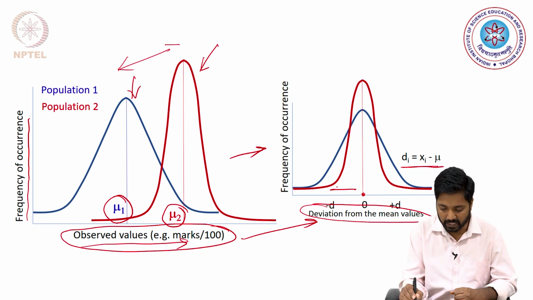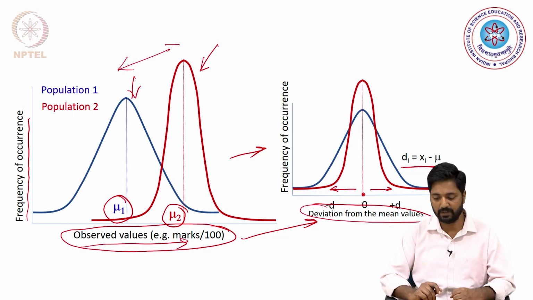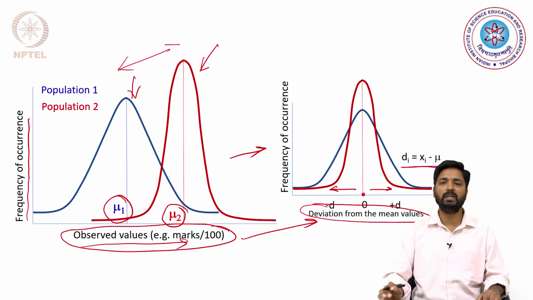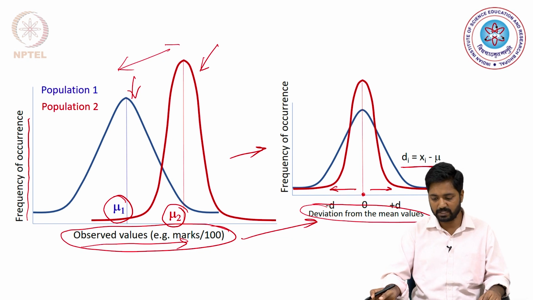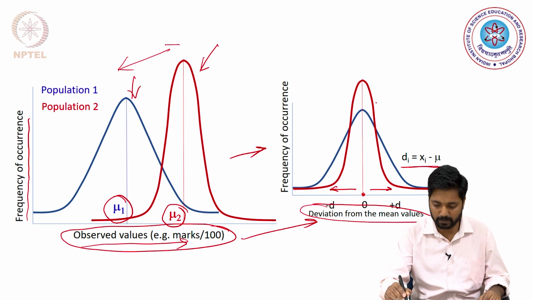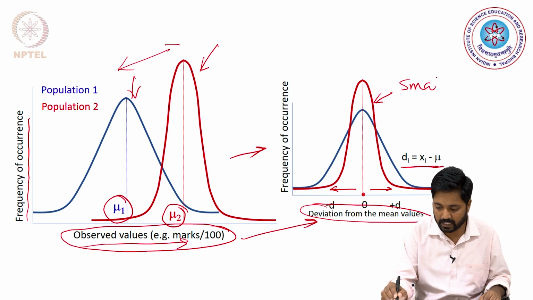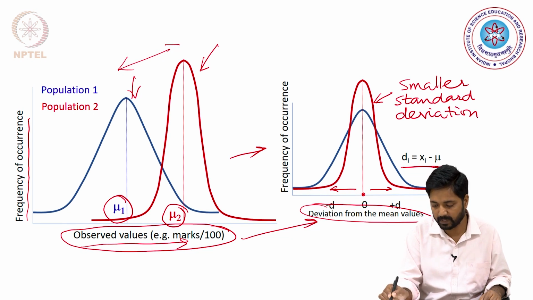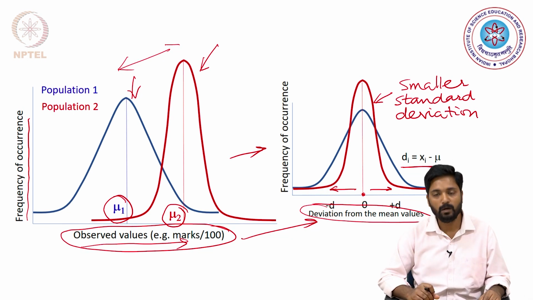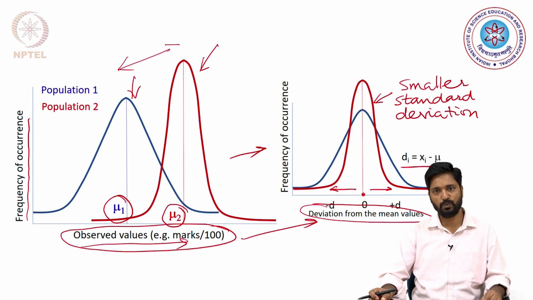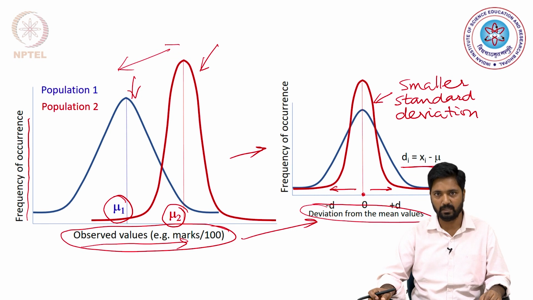Now, the deviation can be negative as well as positive, which is clearly shown in this profile. Even here we have a slight challenge in that the red profile seems to have a smaller standard deviation compared to the blue profile. So, it may still not be possible for us to analyze these two data together.